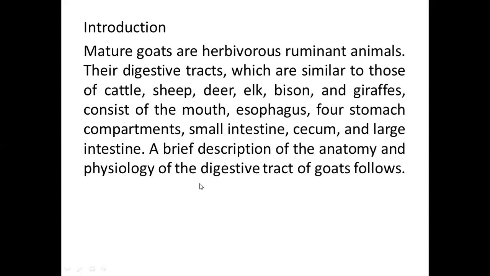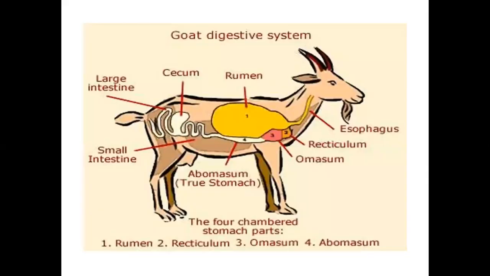We are going to discuss briefly the different portions that are involved in the digestion of feed materials in sheep and goat. Before going into detail, have a look at the picture, and we can easily locate the mouth, the esophagus, the small intestine, the cecum, and the large intestine. In between the small intestine and large intestine, the organ involved in digestion is known as the cecum.